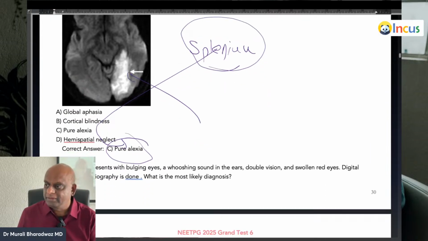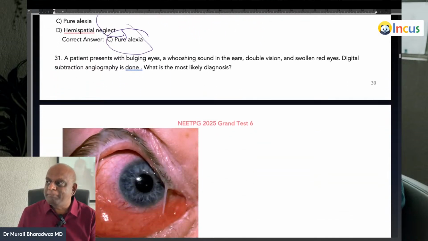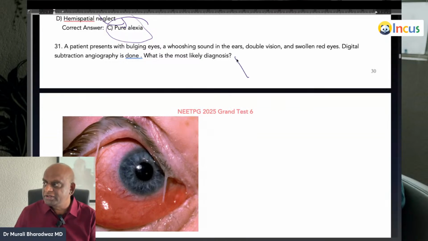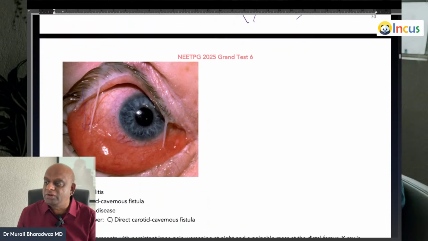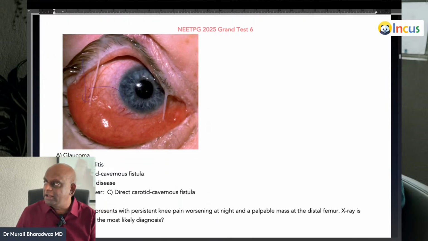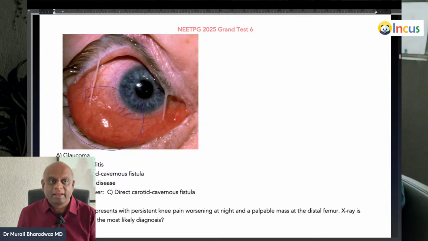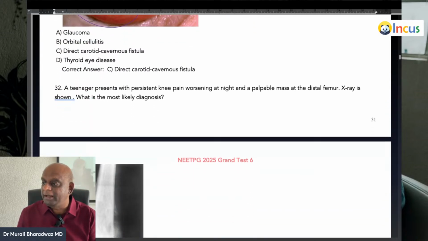Pure alexia. A patient presents with bulging eyes, a whooshing sound in the ears, double vision, swollen red eyes, and digital subtraction angiography is also done. So this is an example of direct carotid cavernous fistula is what you need to basically remember.